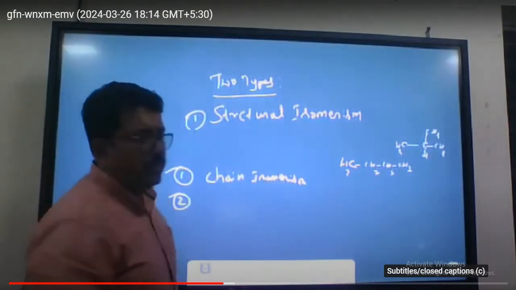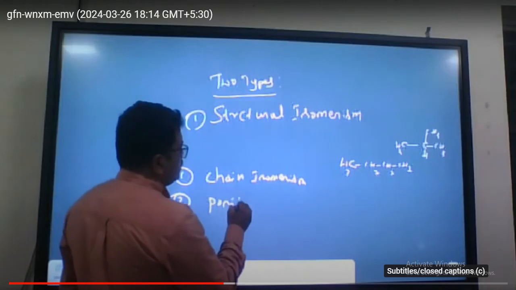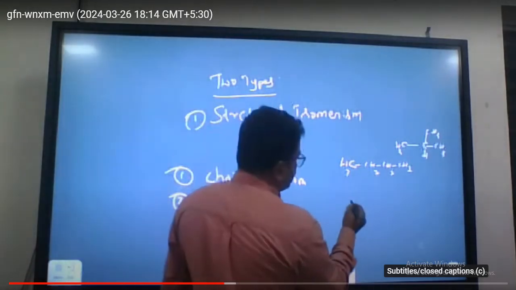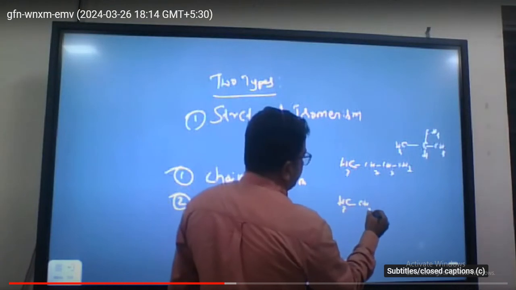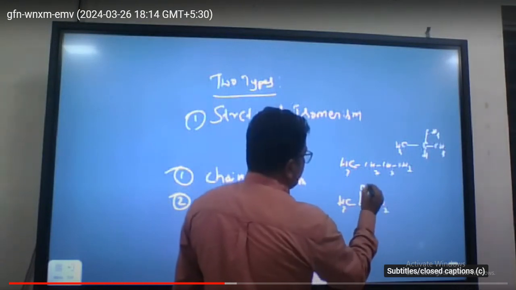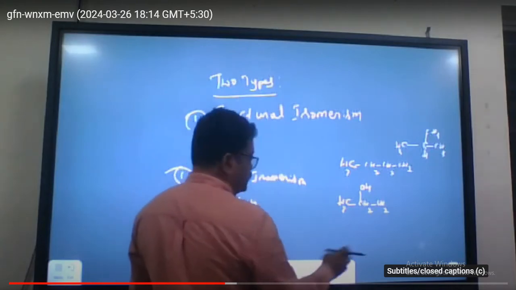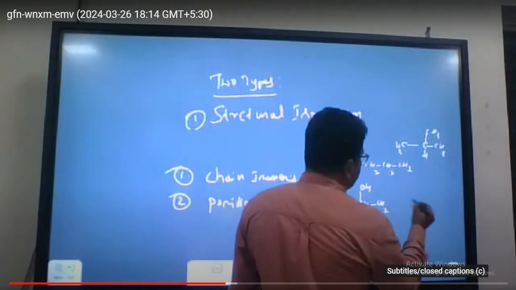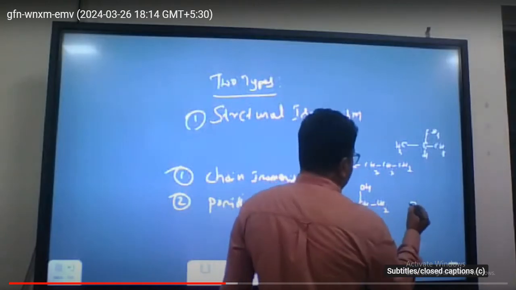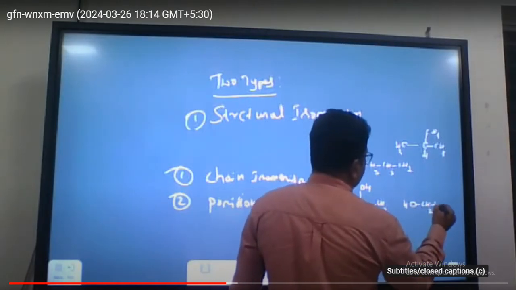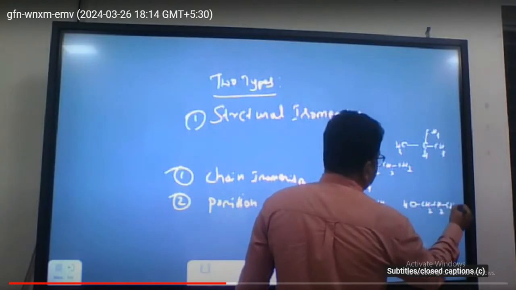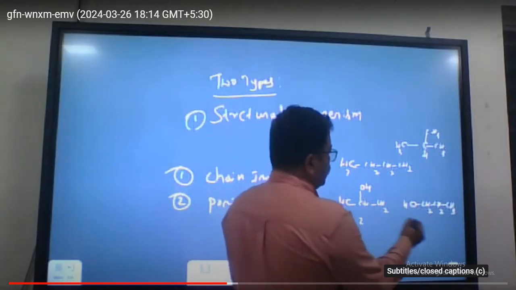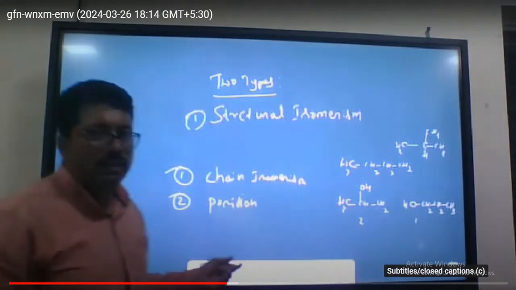Next, position isomerism. In position isomerism, take this one. This is OH, a secondary alcohol. If you change the position of OH, CH3, CH2, CH2, OH. The position is different. This is position 2, this is position 1. The functional group is OH.